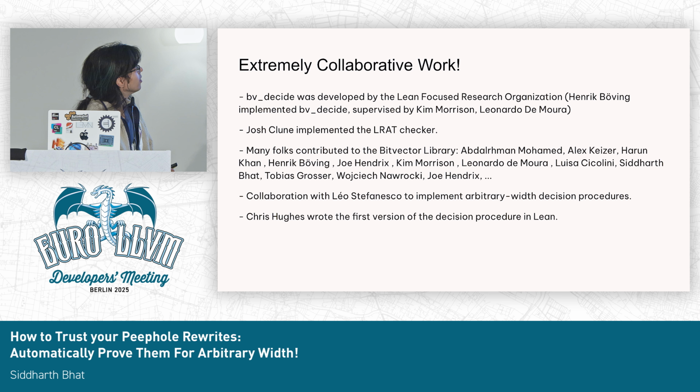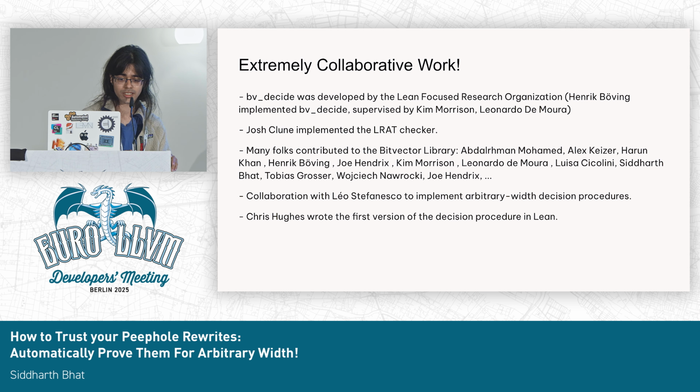Right. So let's begin. First, I'd like to thank a bunch of people that I work with, not by naming all of them individually, because it's a lot of people, but essentially we work on this in the context of a proof assistant called Lean. A lot of the development is driven by a research organization called the Lean Focused Research Organization. So we collaborate with them, and I'd like to thank the people who run all of this, and the person who maintains a lot of the fixed width solver in Lean is Henrik Boving.